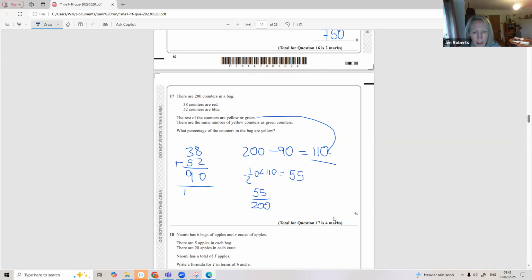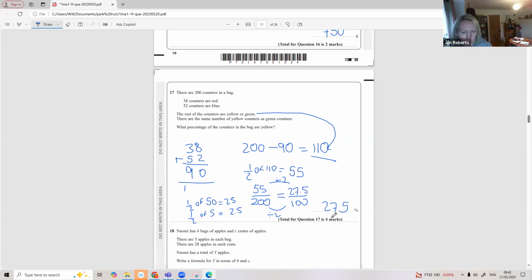Well, to change a fraction into a percentage, we need it as a fraction out of 100. Well, I know to get my denominator into 100, I need to divide it by 2. I'm going to divide my numerator by 2. So I want half of 55. What's half of 50? 25. What's half of 5? 2.5. 25 add 2.5 is 27.5. 27.5 out of 100 is 27.5%.